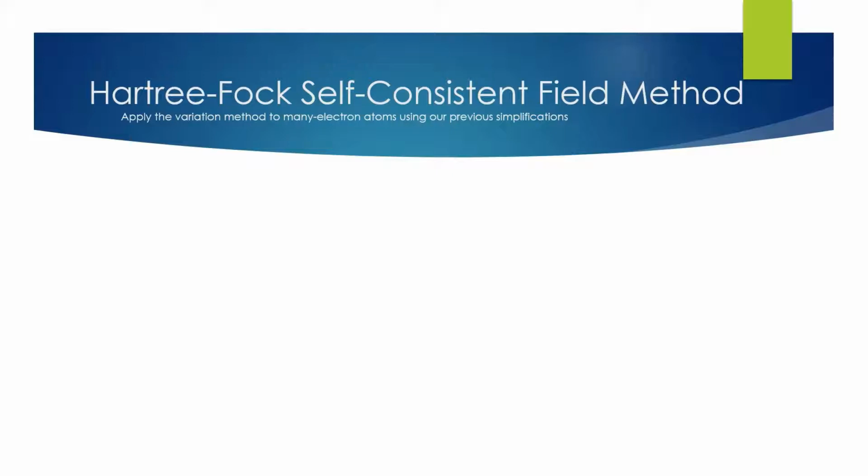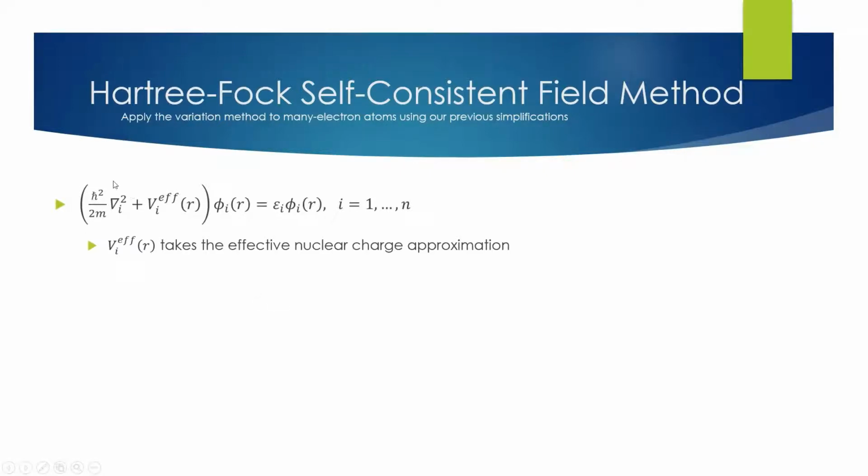We start by looking at the approximations that we discussed last time. Namely, this is going to be the orbital approximation and the effective nuclear charge approximation that ignores electron correlation. So we have some kinetic energy part of our wave function, and the V effective part is taking into account the effective nuclear charge approximation. So it's ignoring the electron correlation. So this model is only as good as those assumptions allow it to be.